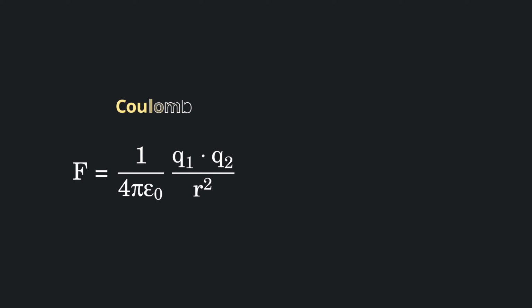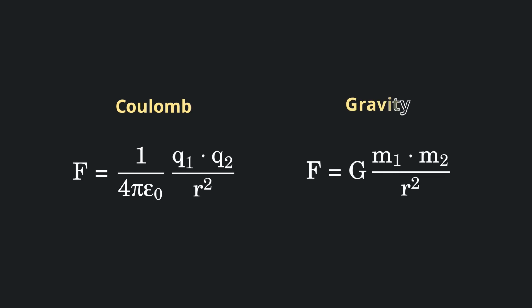Let us now compare Coulomb's law with Newton's law of gravity, because they are both very similar. Both of them start with a constant. Then in Coulomb's law we multiply the charges and divide by the distance squared. And in Newton's law we multiply the two masses and divide by the distance squared. So the forces are very similar, and this might help you remember both of the formulas.